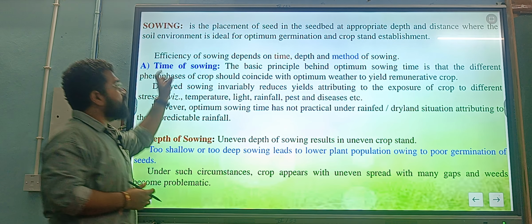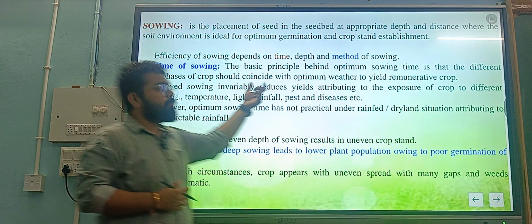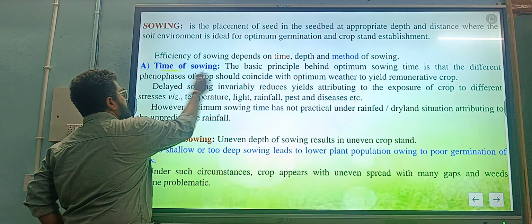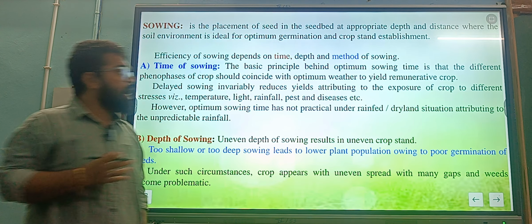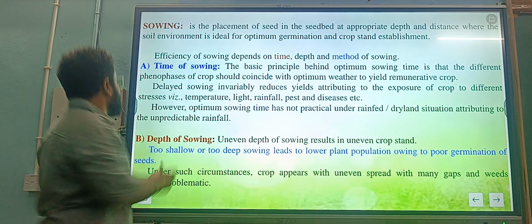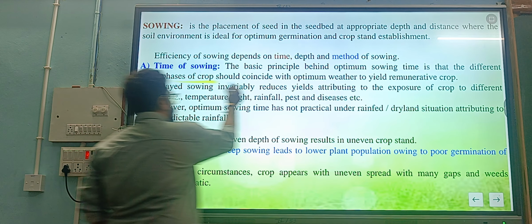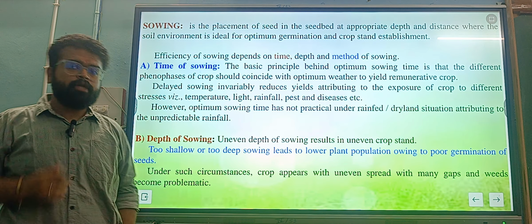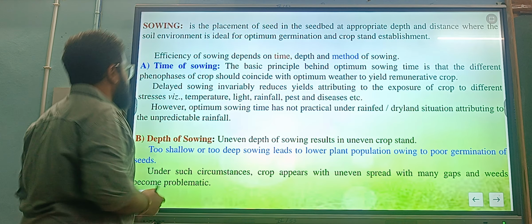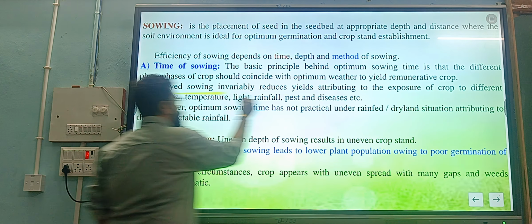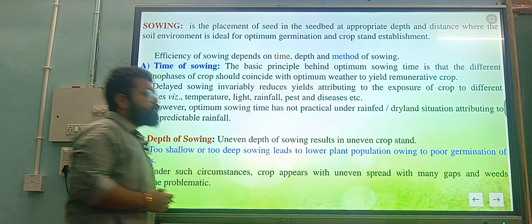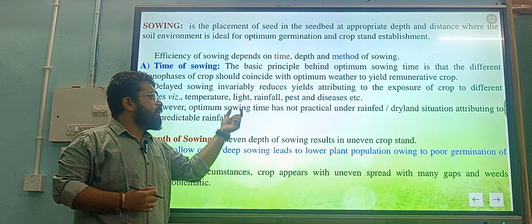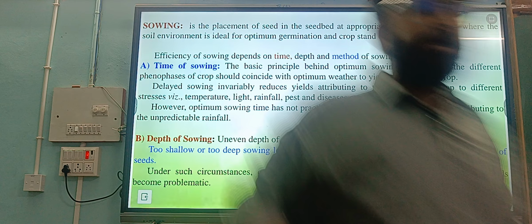For sowing, the efficiency depends on the time, method and the depth of the sowing. So time of the sowing is the first. The basic principle behind optimum sowing time is that the phases of the crop should coincide with the optimum weather to yield a remunerative crop. Delayed sowing invariably reduces the yield, attributed to the exposure of the crop to different stresses such as temperature, light, rainfall, pests and diseases.